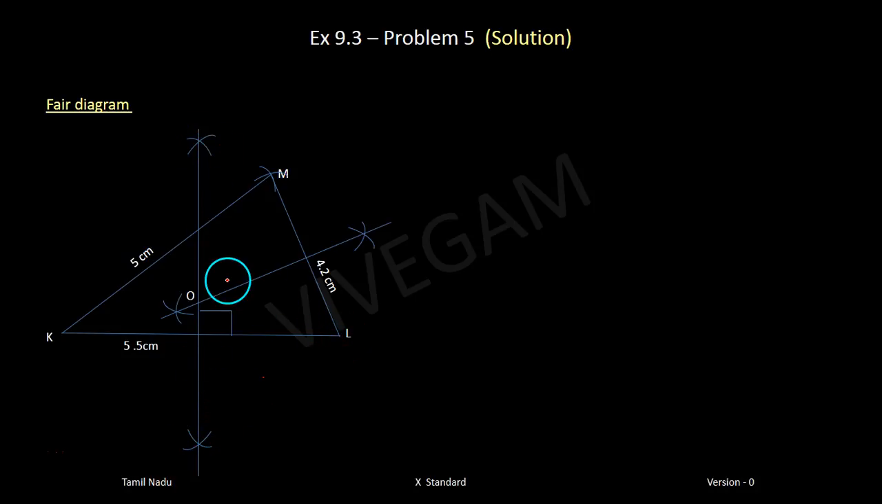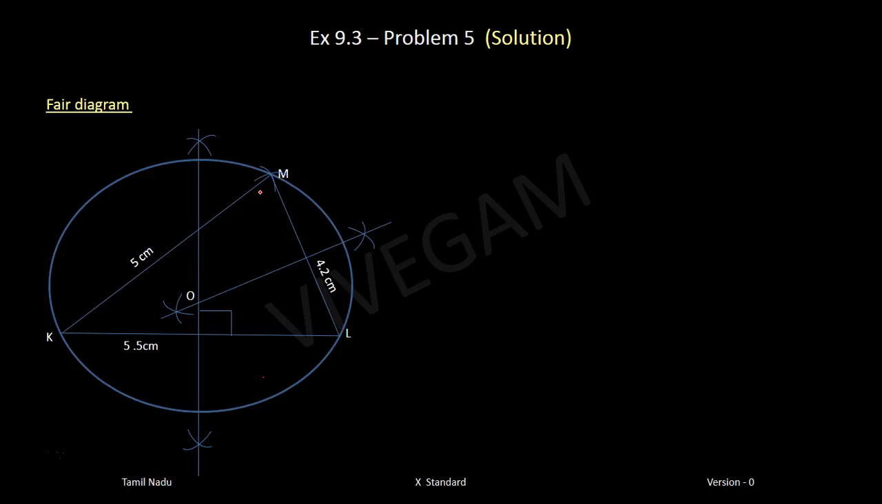Similarly with L as a center, draw one arc above and one arc below. The arcs cut each other. Join the intersecting points, and that is the perpendicular bisector. Similarly do the bisector for LM. Now these two bisectors intersect at one point, and that point is O. So with O as a center and OK as the radius, or OK, OL, OM, all three are the same, draw one circle.